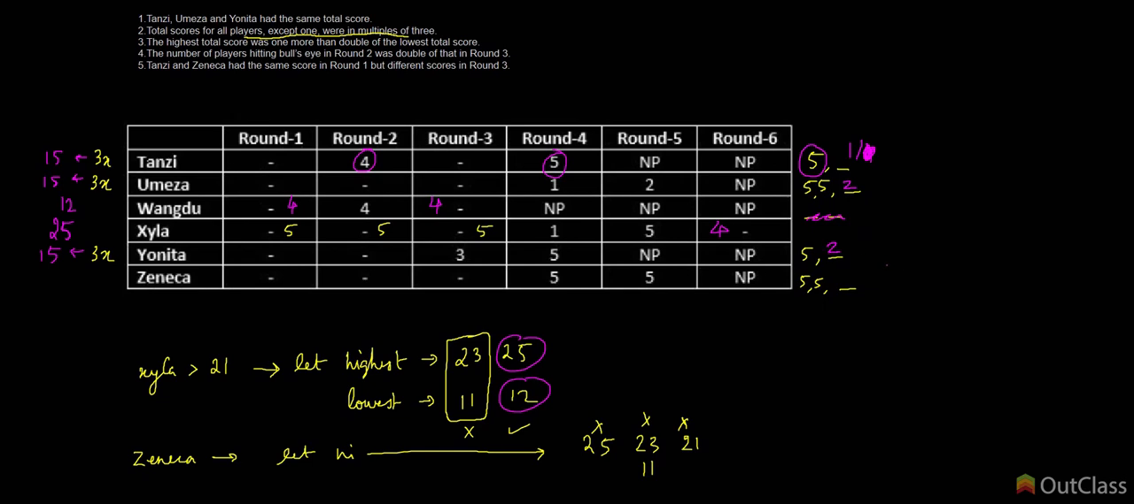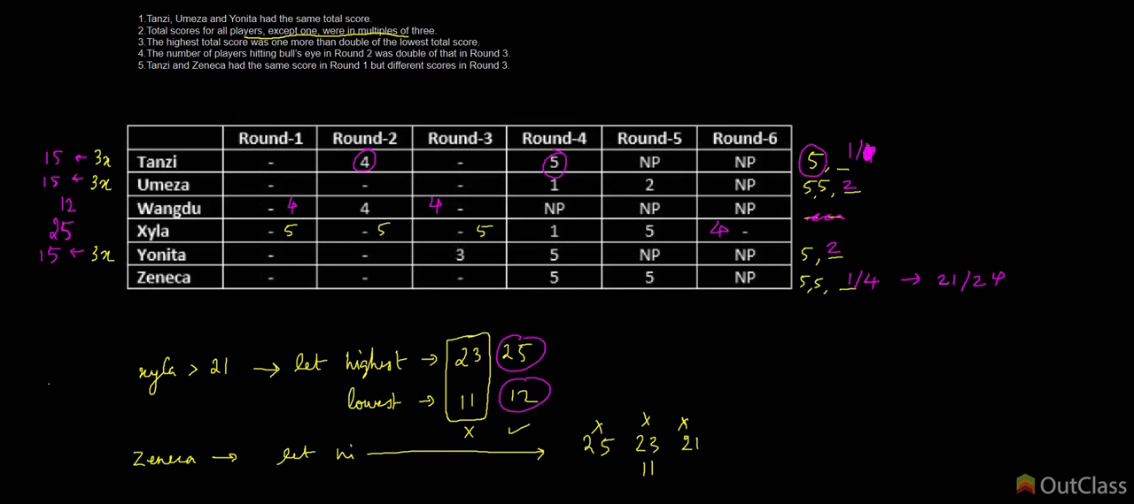5 and the 3 that's already in the table. That gives you a sum of 15. Now Zenaka should have a multiple of 3. So the last one is either a 1 or a 4, giving you a sum of either 21 or 24. We don't know which.